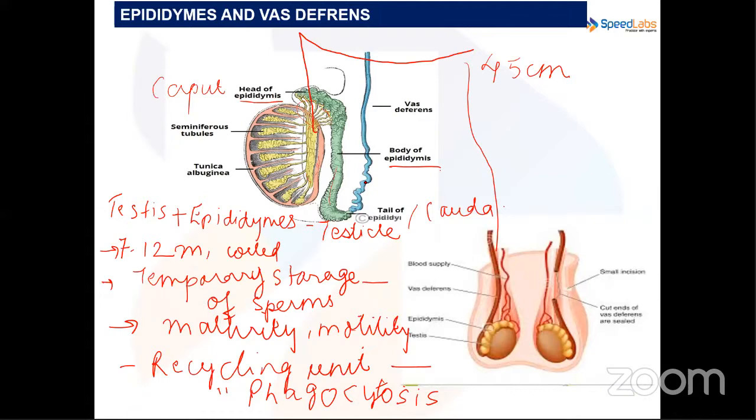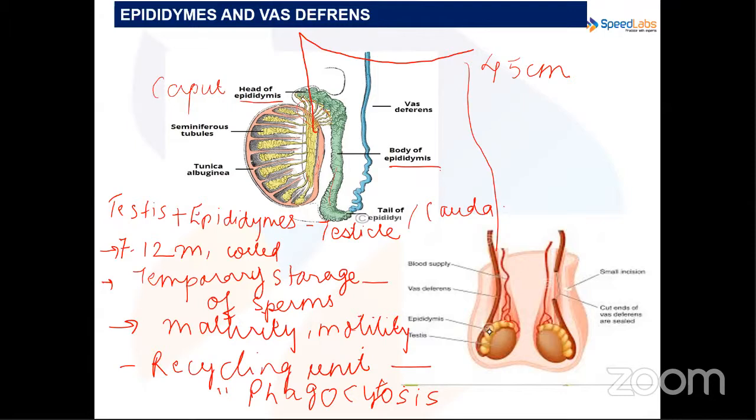And where does it go? It goes into the abdomen, right? Look at this diagram, it will be clear to you. These are the testes, and this is the epididymis. You can see the posterior border. The vas deferens touches the posterior border of the epididymis.